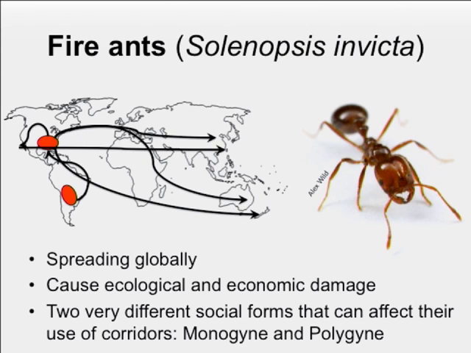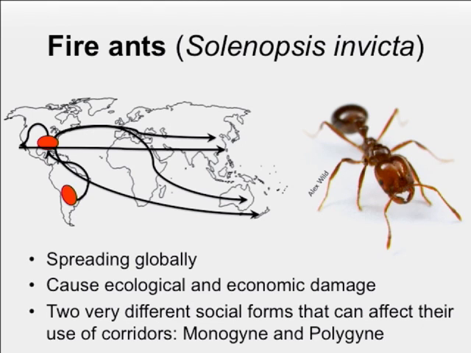They originated in, like myself, South America and were introduced into the United States. They were introduced into the port of Mobile, Alabama, where they spread throughout the southern United States. And from the southern United States, they went on to invade other areas around the world. Wherever they go, they cause great ecological and economic damage.